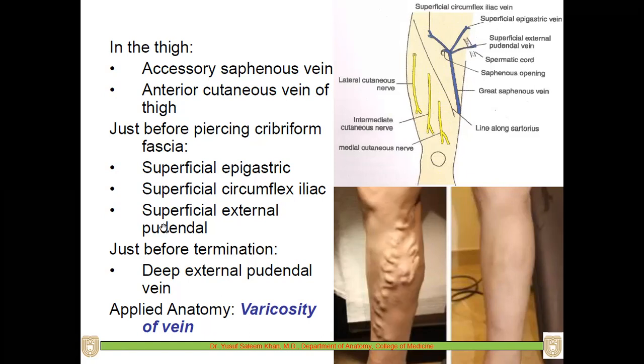Then just before termination, there will be one more vein which will open, called the deep external pudendal vein. Again, it is not shown here. This is the superficial external pudendal vein; just deep to that, there will be the deep external pudendal vein that will open. Finally, this great saphenous vein will open into the femoral vein, which is deep inside.